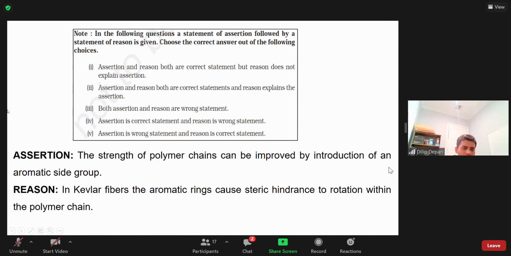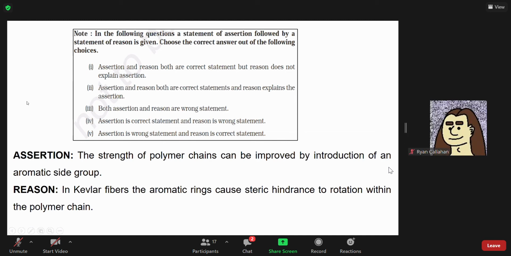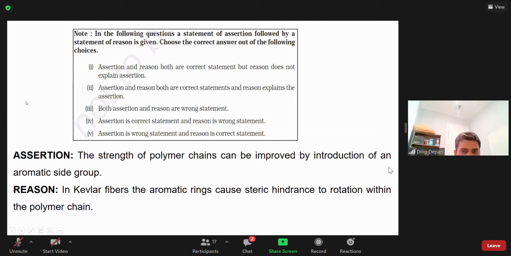This is a reasoning and assertion problem. The strength of polymer chains can be improved by introduction of an aromatic side group. The reasoning behind this statement is that in Kevlar fibers, the aromatic rings cause steric hindrance to rotation within the polymer chain. I'm going to say 1. One means both the statements are correct, but the reason does not explain the assertion.